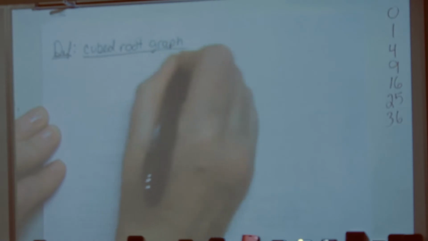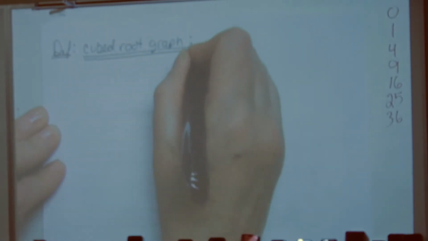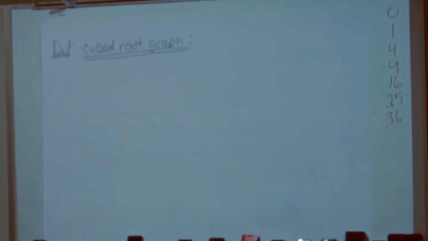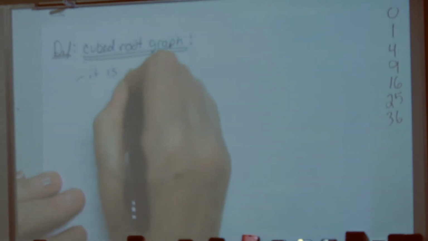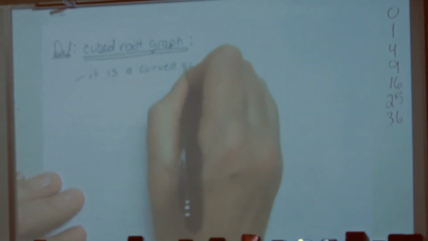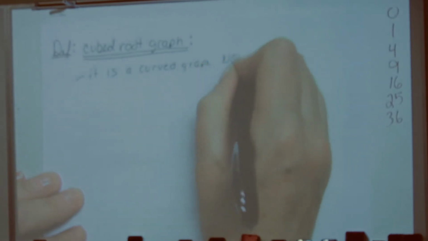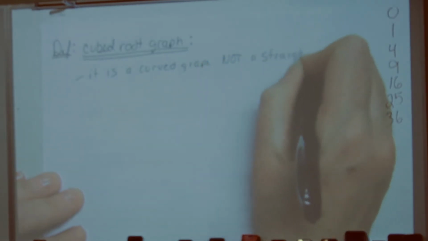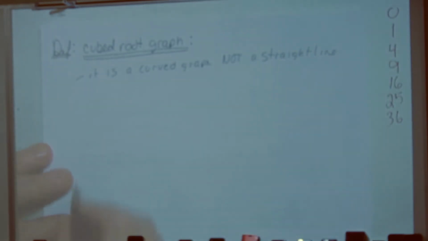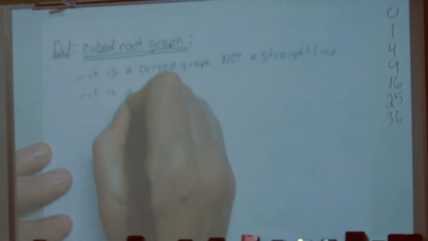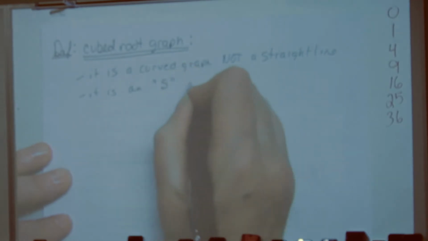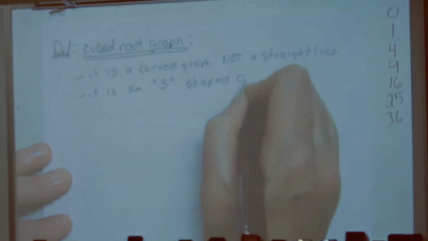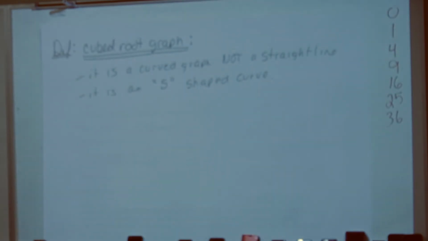Okay, let's talk about the cube root graph. One more time, it is a curved graph, not a straight line. It is an S-shaped curve, so to speak. I use that loosely, as the S will be loosely done as well. But it is like an S-shaped graph.